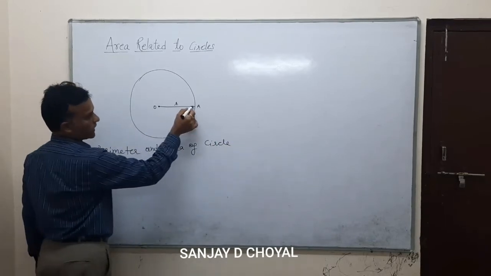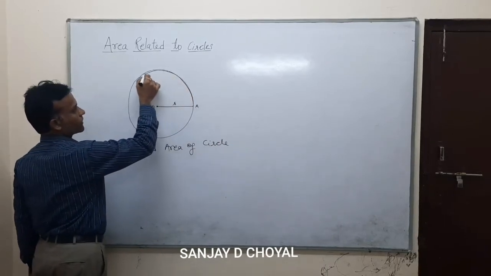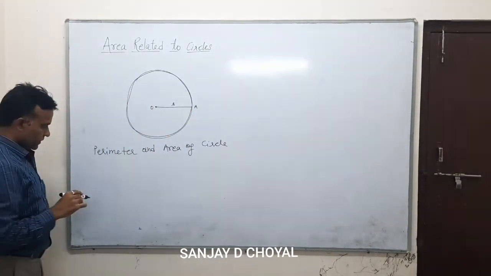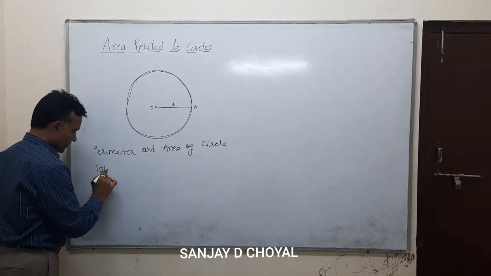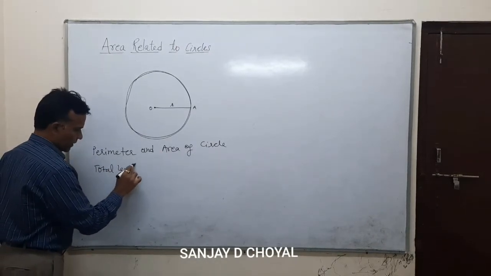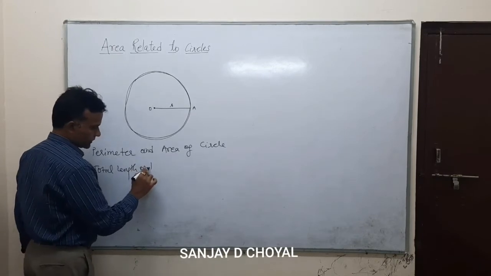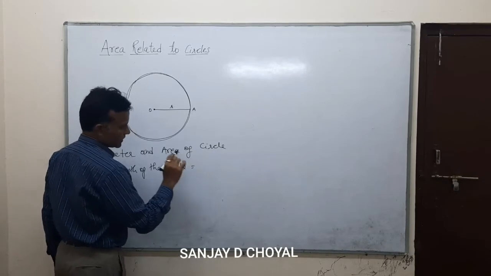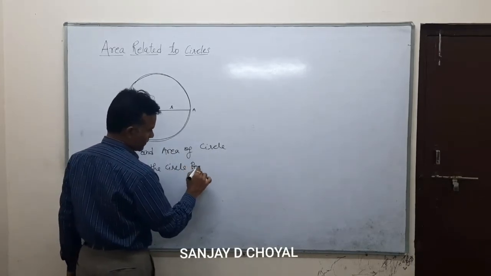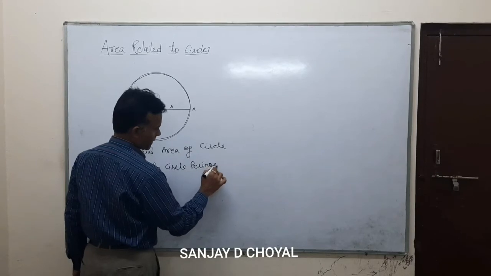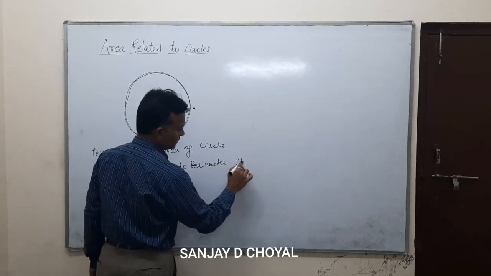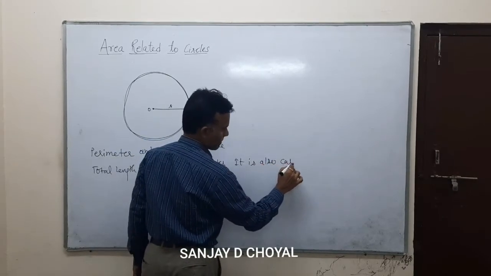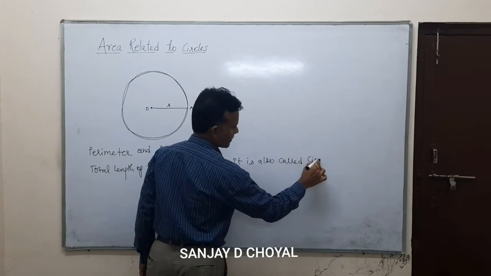Perimeter means the total length, the outer length of the figure. This length of the figure is called perimeter. The total length of the circle is called perimeter. It is also called circumference.